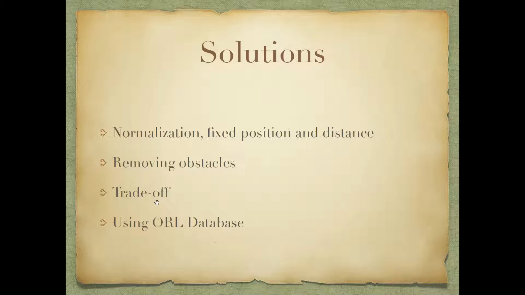So we can immediately get some short solutions for those problems, and details will be shown later. Solutions could be like the normalization, that is, use fixed position and distance. Also, we require the users to remove their obstacles to decrease the difficulty. Also, for the time cost, we all know it is about the trade-off of space in exchange for time. So, we will use the URL database.